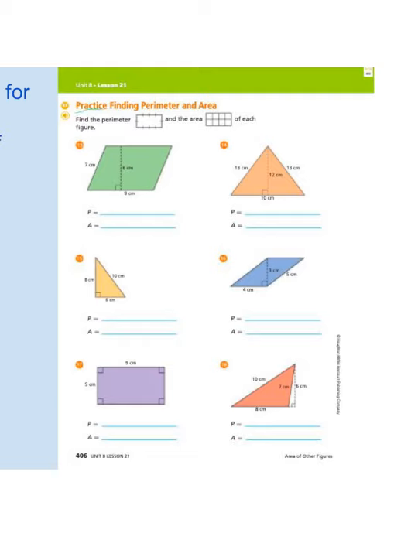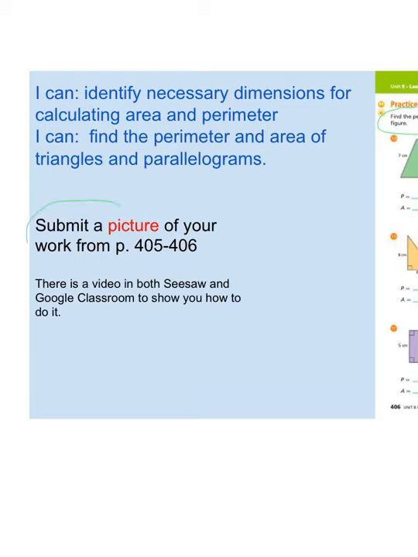Use this guide up here at the top to help you figure out what perimeter is and area is, and figure those out. So the last thing you want to do is submit your picture of your work from page 405 and 406. And that way I know you've done the work. Same I can statement.